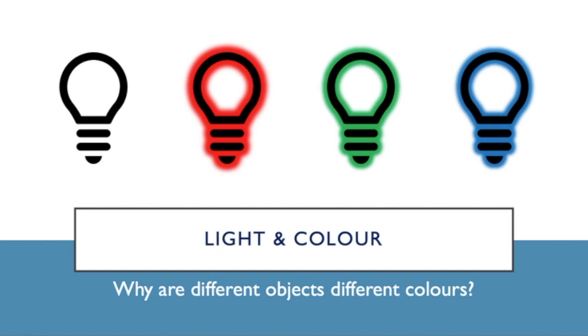Today we're going to be looking at light and colour. Okay, so today we're going to be looking at light and colour, and we're going to be answering this question: why are different objects different colours?